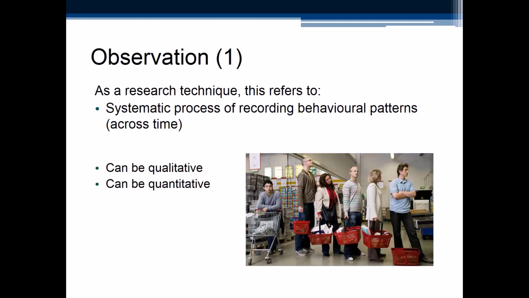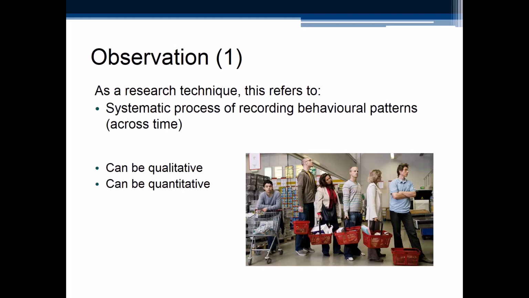So what is observation? As a research technique, we talk about it being the systematic process of recording behavioral patterns across time. Now, historically, that description may have said recording behavioral patterns as they occur, but as you'll see as we go through the content in the lecture today, it's not always the case that we're looking at the actual behaviors. Sometimes we're looking at the artifacts left behind that indicate the behavior has taken place. So that also constitutes observational research. So let's break that definition down a little bit.